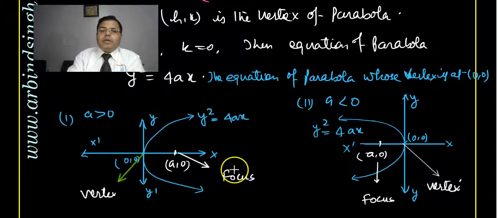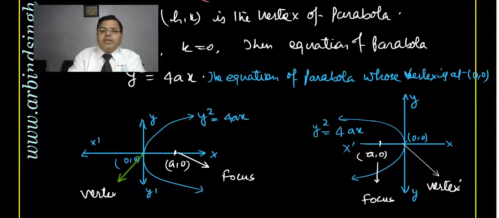Focus of parabola. I think you understood it, but to avoid confusion, I will write these two cases. Here the value is y square is equal to minus 4x. A is positive, minus A is negative, so the equation can be written like this, y square equals minus 4x. Then we can write the parabola in this form, and if y square is equal to 4x, then the parabola will be like this one.